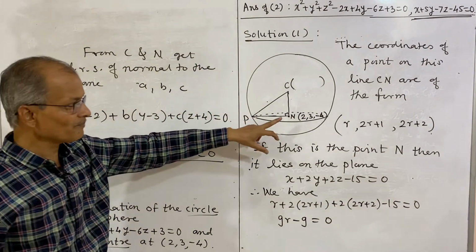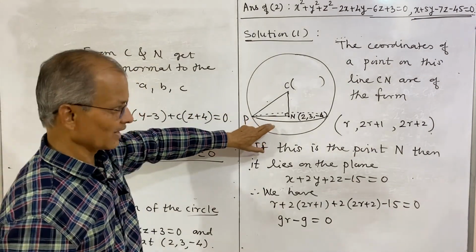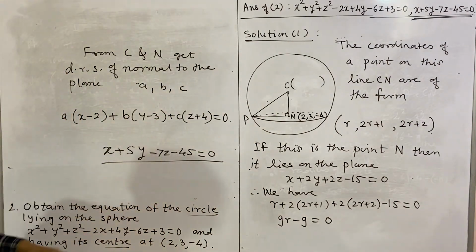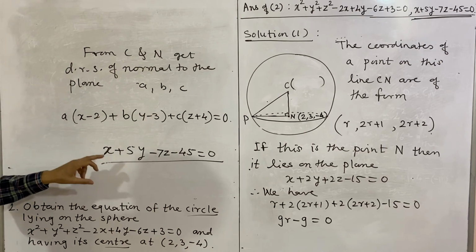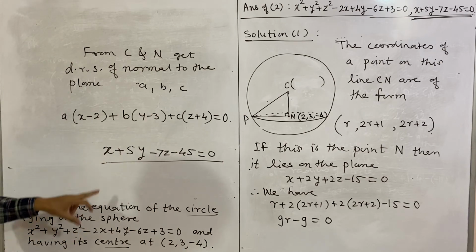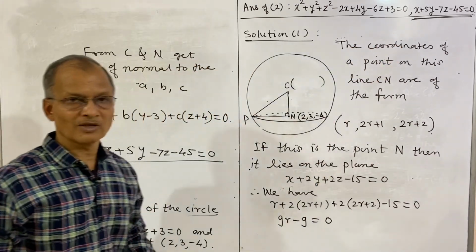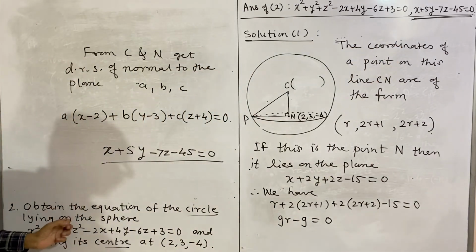The figure will be the same. Find the equation of the plane. In the earlier problem it was given, here it is asked. If you get this equation, together with this sphere it represents the circle. So in this way, try to solve this second problem yourself.